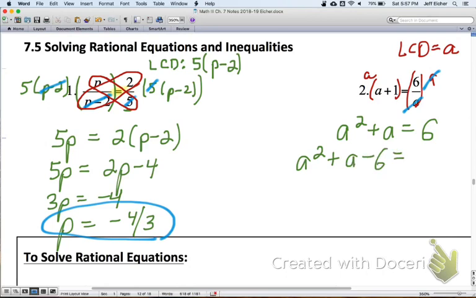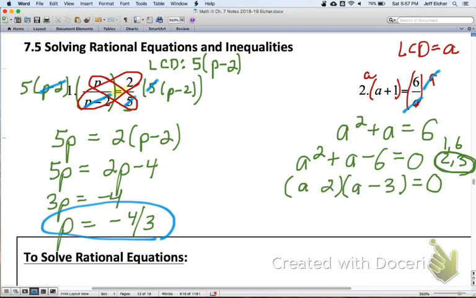Subtract 6 equals 0. And then we can try to factor, and I think it's factorable. Factors of 6, so 1 and 6, 2 and 3, that'll get to a 1 when you add or subtract them would be these two. So we have an a and a 2, an a and a 3. The 3 needs to be bigger than the 2, so we get a positive 1. So we get a equals 2 and a equals negative 3. And those would be our answers.